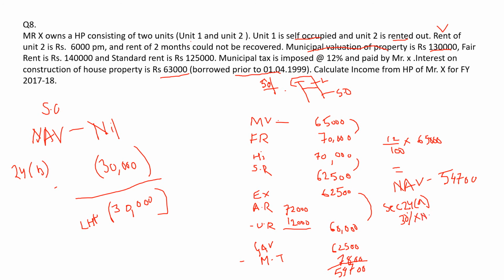NAV is 54,700. It comes out to be 16,410. So deducting this amount, 30% of NAV is 16,410.